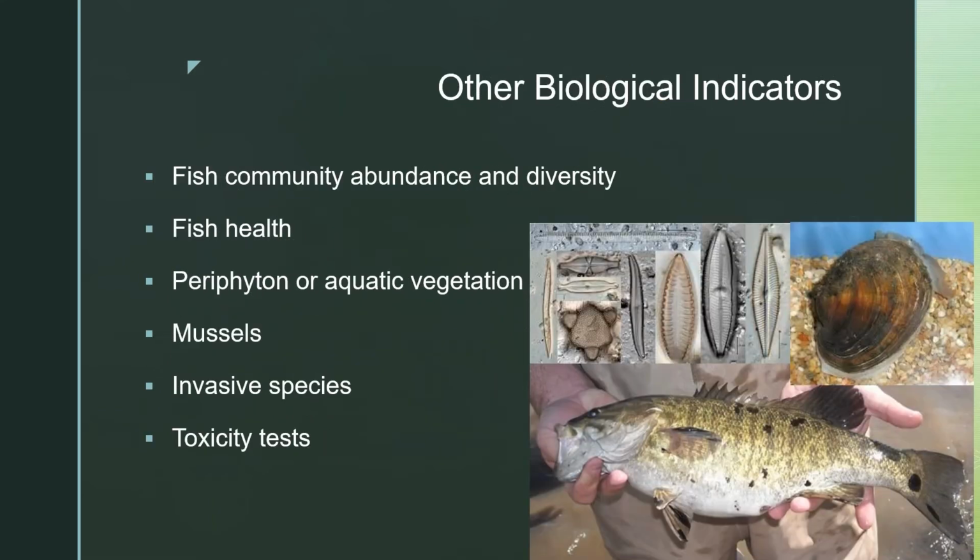But keep in mind, they're not the only indicators. There are other biological indicators. Fish communities are an indicator. Fish health can be an indicator. Periphyton, aquatic vegetation, even mussels. Mussels in many places might be a better indicator than the benthic community. Invasive species and toxicity tests can be other indicators. So keep in mind as we go through this process that we're not just concerned about benthic macroinvertebrates, but about the ecosystem much more broadly.